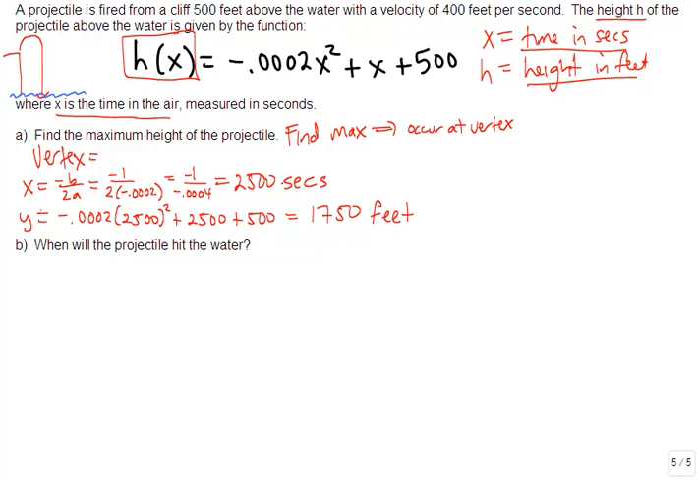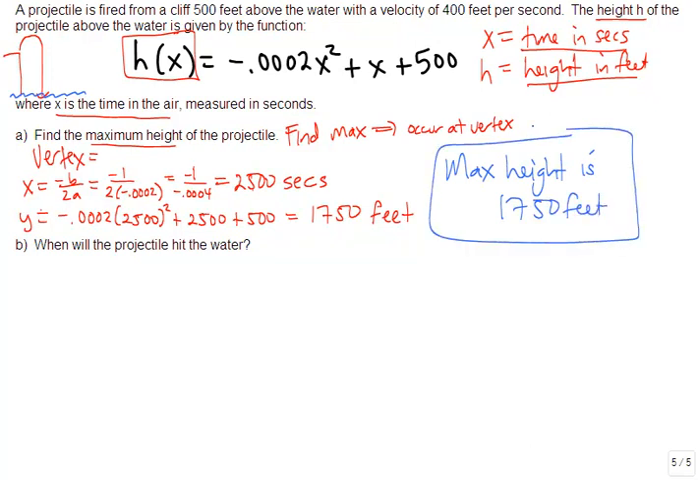So which of these two numbers is the maximum height of the projectile? It's got to be this 1,750. So our maximum height is 1,750 feet. So that's our solution to part A.